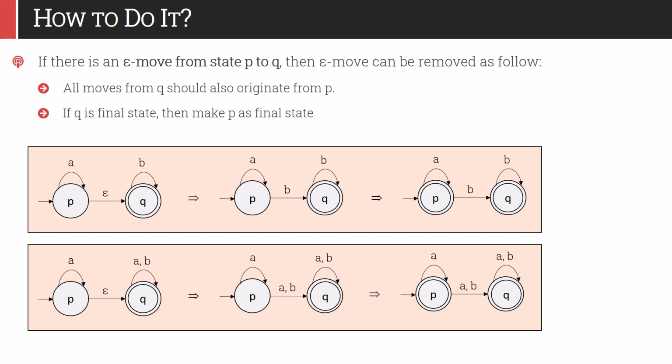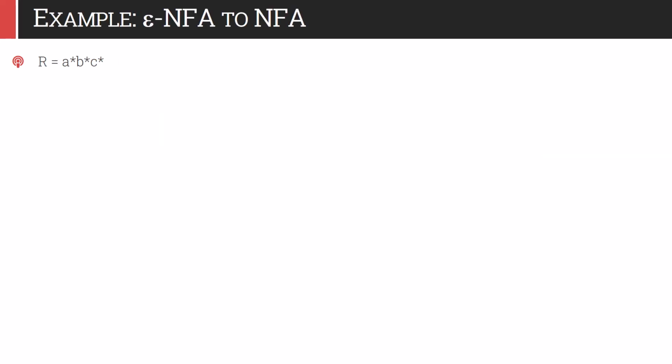But for a small NFA, it is simple. If the NFA is larger, then this process might be a bit trickier. So we have to go state by state. Consider an epsilon NFA for the given language and we have to convert it into NFA. The language says that our NFA should read n number of A's followed by m number of B's followed by some p number of C's. So this is the equivalent epsilon NFA.